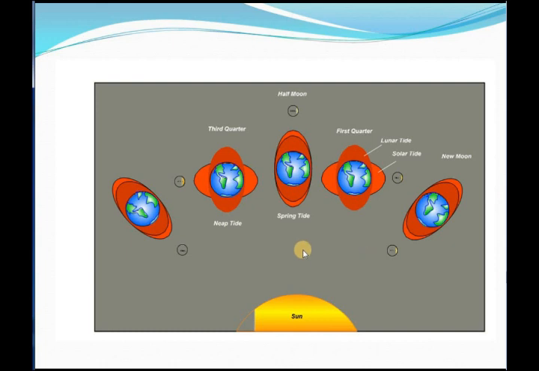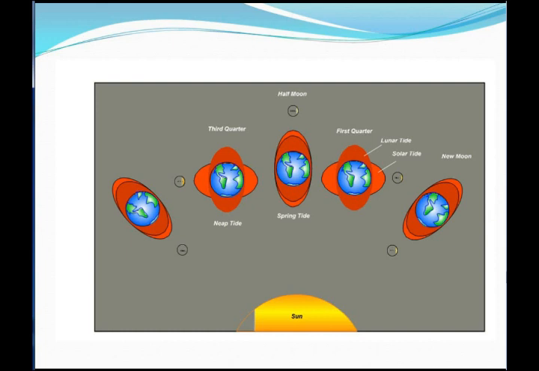Okay, so what is happening at full moon and new moon? We will have spring tides. The high tides that are greater than the average tides, those are the spring tides. Now moving on towards the half moon.